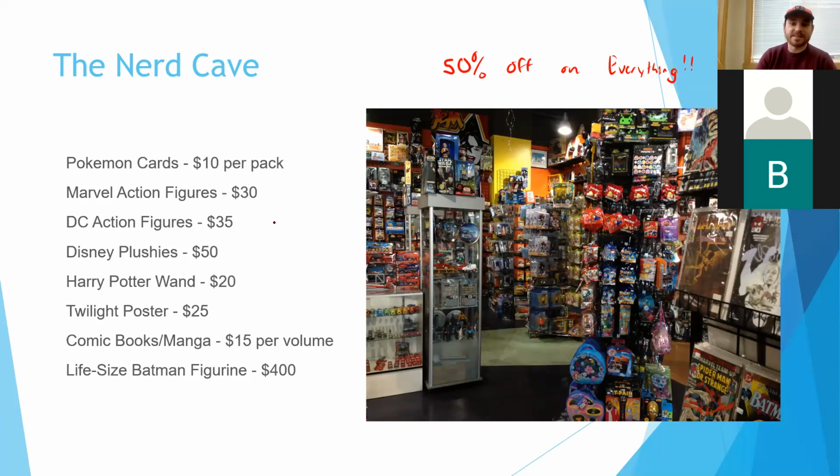Let's say I wanted to buy a Disney plushie because Dakota seems to really like Disney plushies. It would be $25, exactly. So that would be $25 out of my 500 that's gone. So now I have $475 left, and then you keep going. Okay?